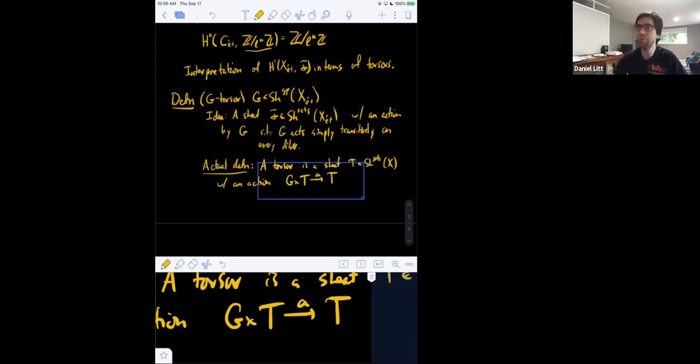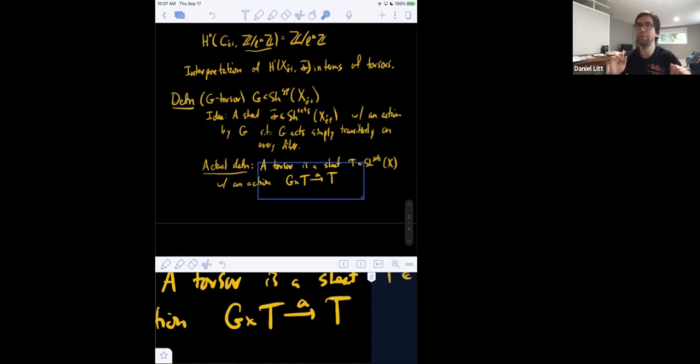Do you want me to write out what an action is? A group action needs that if you act by G on H times T, that's the same as acting via G times H times T. There are some commutative diagrams that have to be satisfied. Another way of saying it is that when you evaluate this natural transformation on any object U of X Etale, it gives you an honest action of G of U on T of U. But maybe I won't write out the diagram unless someone requests it.